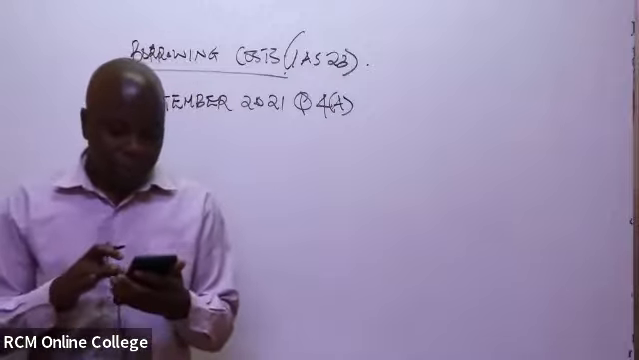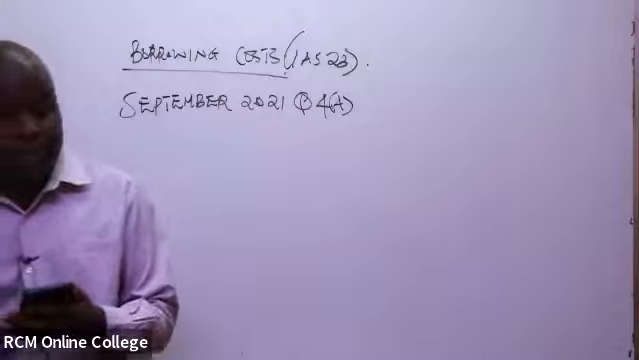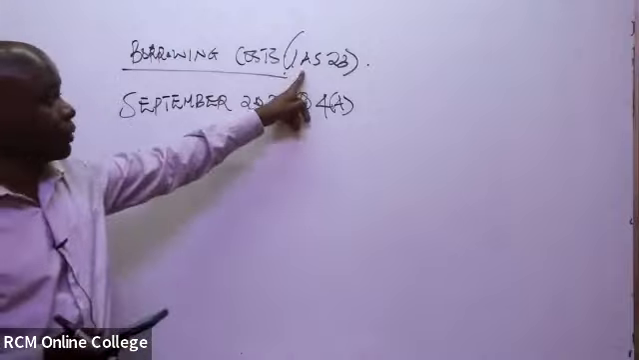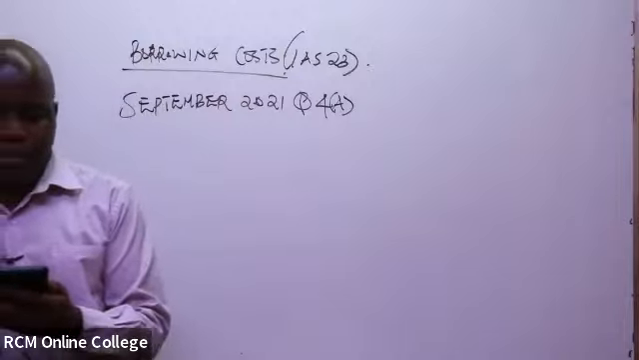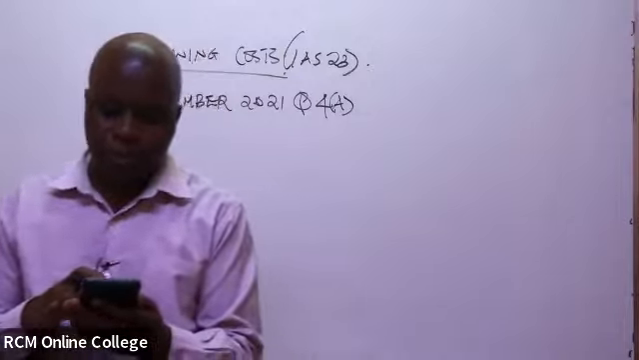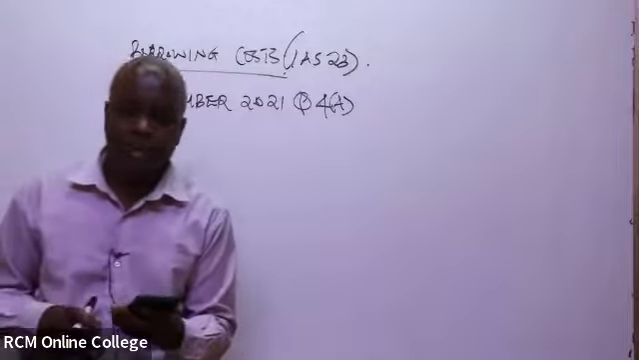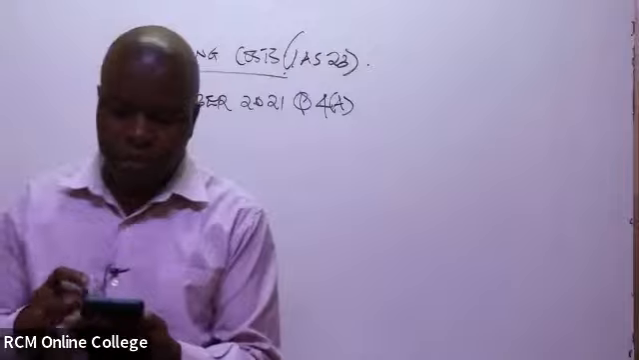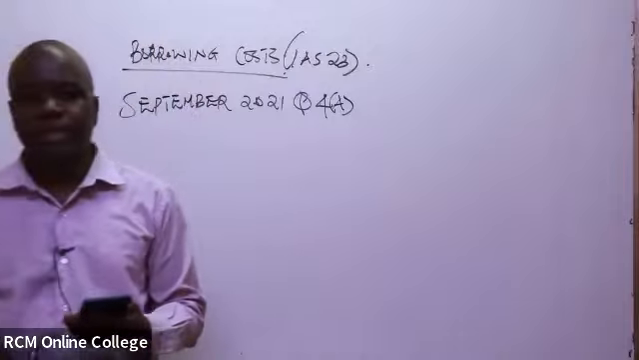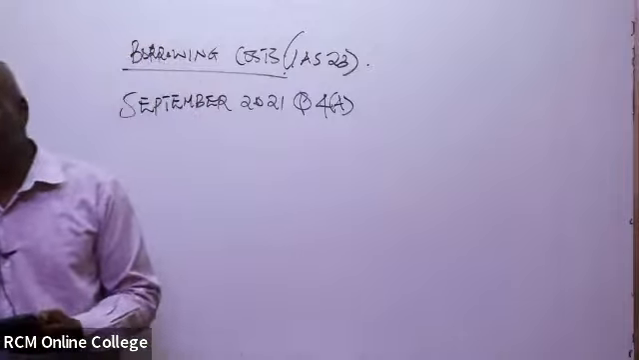Required, in line with provisions of International Accounting Standard number 23, that is regarding borrowing costs, determine: number 1, the borrowing cost to be capitalized for each of the projects as of 31st of December 2020, then the value of the assets in the books of Darubini Limited as at 31st of December 2020.